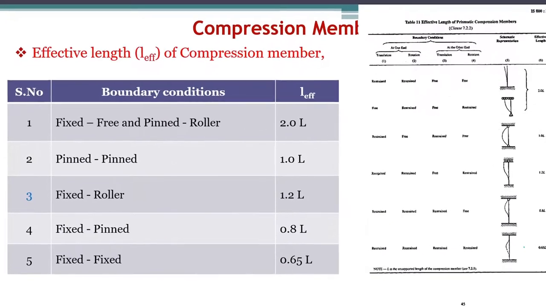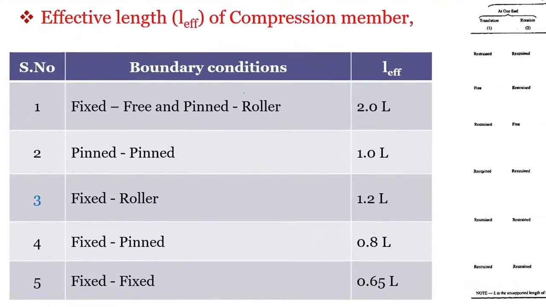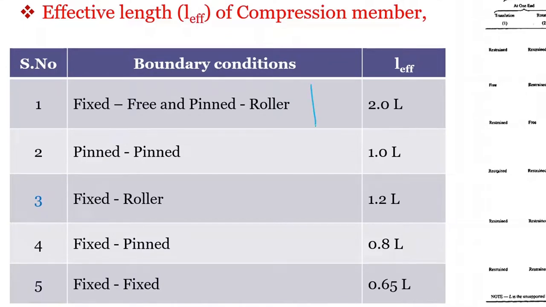Next, we have the effective length of column. As I said, the effective length depends on the end condition of column. If one end condition is fixed and the other end is a roller, it is allowed to move and also allowed to rotate at one end, then the effective length, if this is the total length, is 2L. Similarly, if both the ends are pinned, then its effective length is 1L.